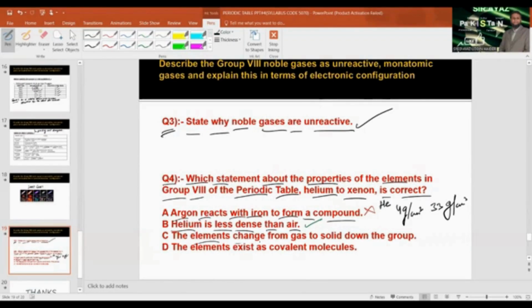The elements change from gas to solid down the group. You see, in this group, they all exist as gases, so we don't have any solid or liquid in this group. So this statement is wrong. Last choice, the elements exist as covalent molecules. This is also wrong because they do not react covalently or ionically. So choice B will be the answer.